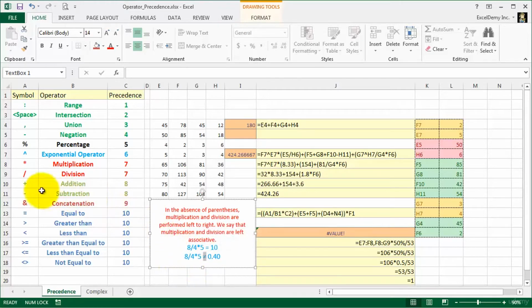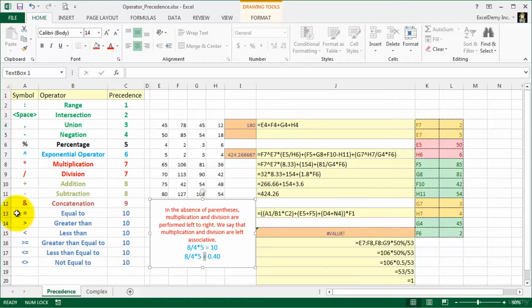The next two operators, plus and minus, have the same precedence level, 8. They are evaluated after multiplication and division. After plus and minus, the ampersand operator is evaluated. Its precedence level is 9. Then come the logical operators. These 6 logical operators have the same precedence level. The level is 10. They are evaluated at the end of the calculation.